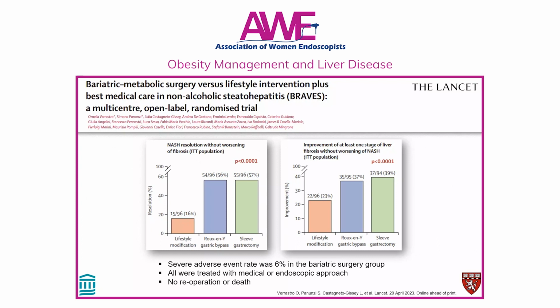What they found was that at 1 year, the gastric bypass and sleeve gastrectomy groups did significantly better than the lifestyle modification group. Specifically, 56 and 57% of patients in the gastric bypass and sleeve gastrectomy groups experienced resolution of NASH without worsening of fibrosis, compared to 16% in the lifestyle group. Additionally, 37 and 39% of the gastric bypass and sleeve gastrectomy groups had an improvement in fibrosis by at least 1 stage, with no worsening of NASH, compared to 23% in the lifestyle group.